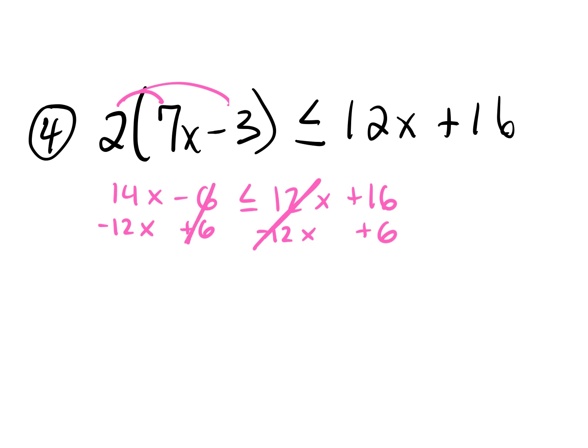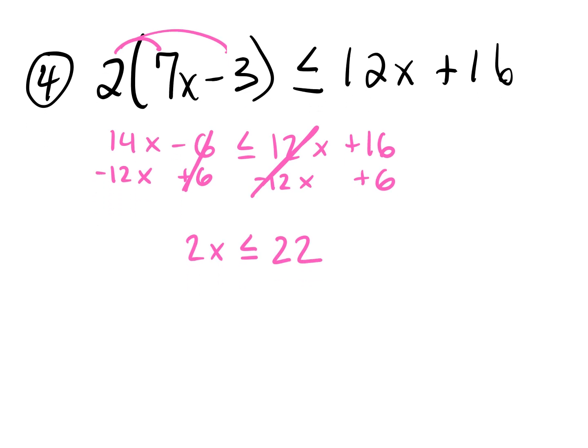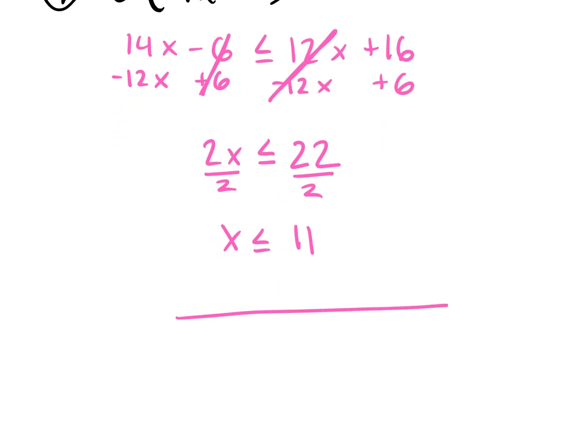14x minus 12x would be what? 2x is less than or equal to, what's 16 plus 6? 22. What should we do next? Divide by 2. So x is less than or equal to 11. So let's put that on our number line.